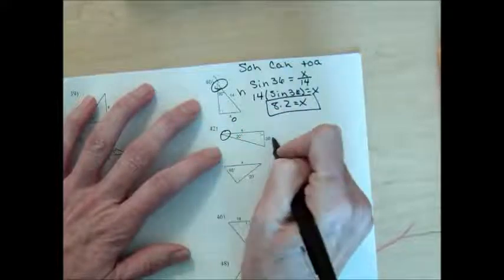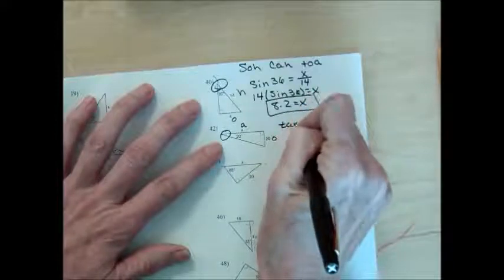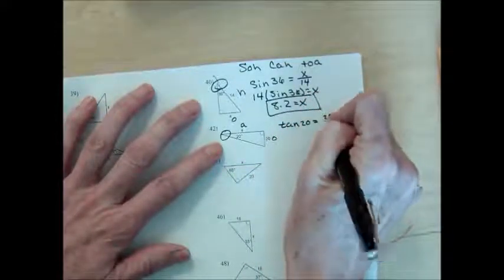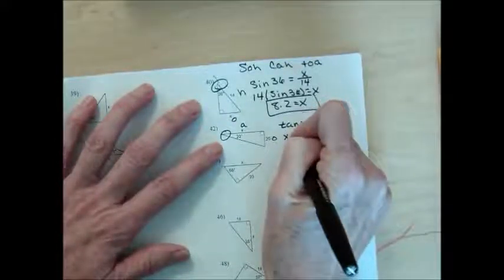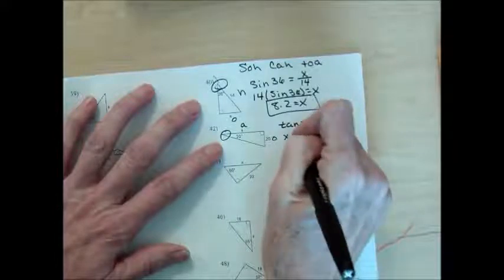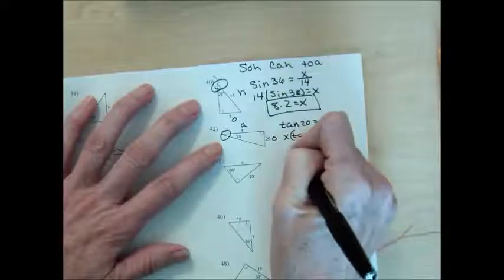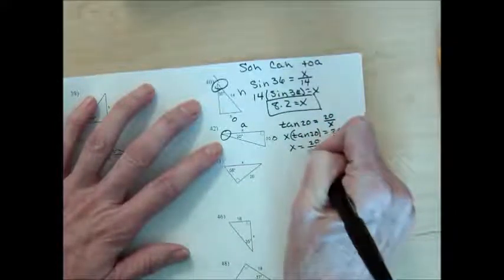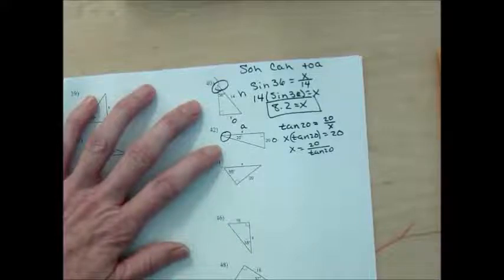Alright, circle my angle. I've got opposite and adjacent. Opposite and adjacent is tangent. So tangent of 20 equals opposite, which is 20, over adjacent, which is x. I'm going to multiply by my denominator, which is x. So x times the tangent of 20 equals 20. So I'm going to have to divide by the tangent of 20. So x equals 20 divided by the tangent of 20. And I got 54.9.